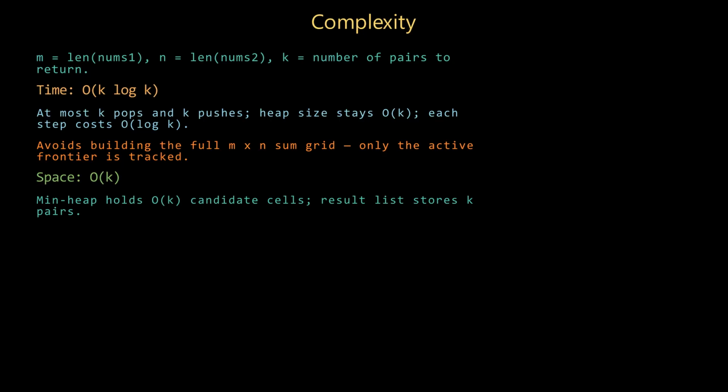Let m be the length of nums1, n the length of nums2, and k the number of pairs we need. Time is O of k log k. We perform at most k pops and k pushes on a min heap whose size stays O of k, and each heap step costs O of log k. That beats materializing the full m by n cross grid. Space is O of k for the heap frontier plus the k stored pairs in the result.